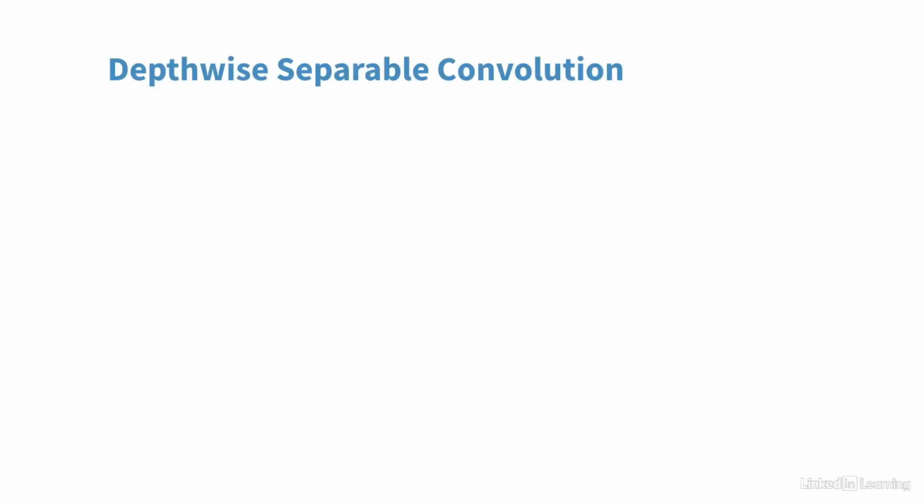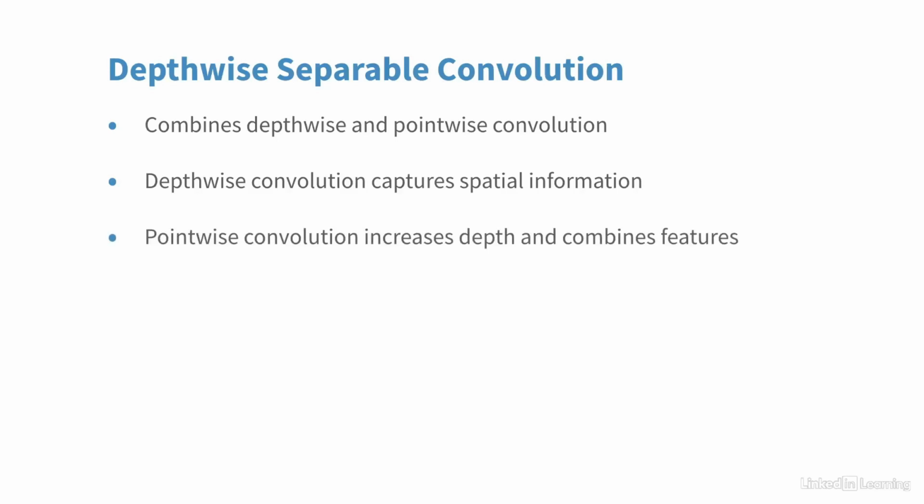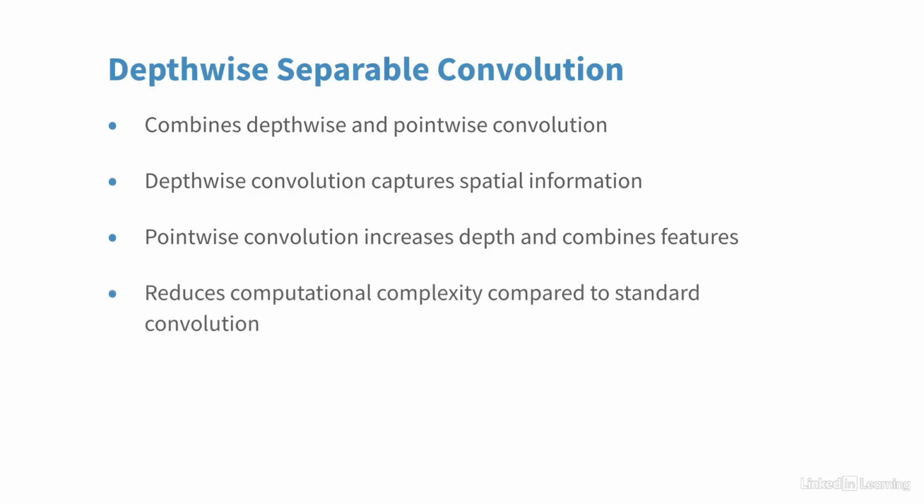Depthwise separable convolutions, as was previously mentioned, combine depthwise and pointwise convolutions. First, a depthwise convolution is applied to capture spatial information. Then, the pointwise convolution combines the spatial features and increases the output feature map's depth. This technique further reduces the computational complexity compared to a standard convolution while maintaining similar performance, making it a popular choice for lightweight models such as MobileNet.